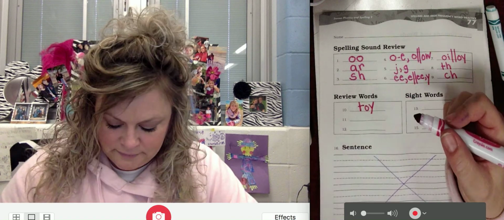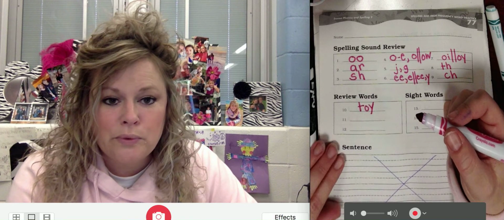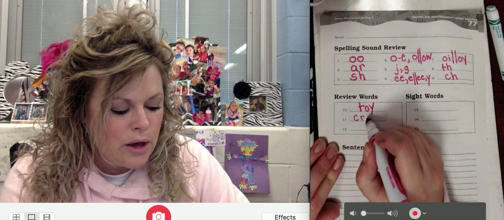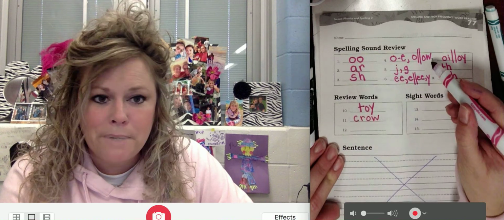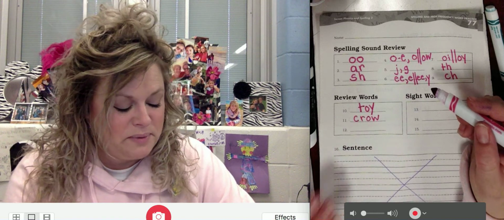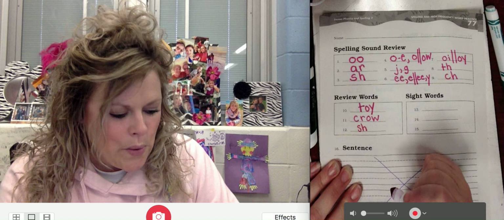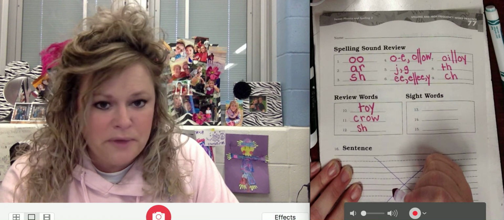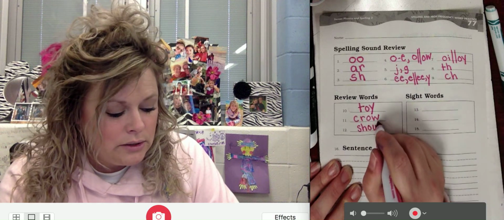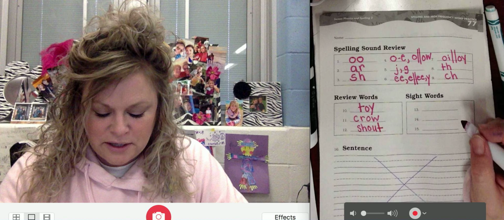Number 11 is crow. An animal, a crow. Repeat. Crow, like bow. Number 12 is shout. Repeat. Shh. OW is a diphthong, and the medial position is represented by OU, like mouse. T. Okay. And here's our sight word section.